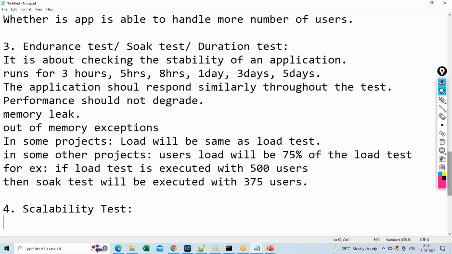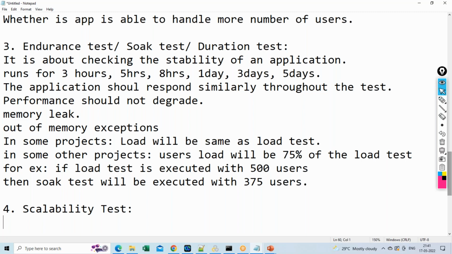That means the application should be able to handle a greater number of users. But on what basis are we checking the scalability of the application? For example, you can test the application for future growth.